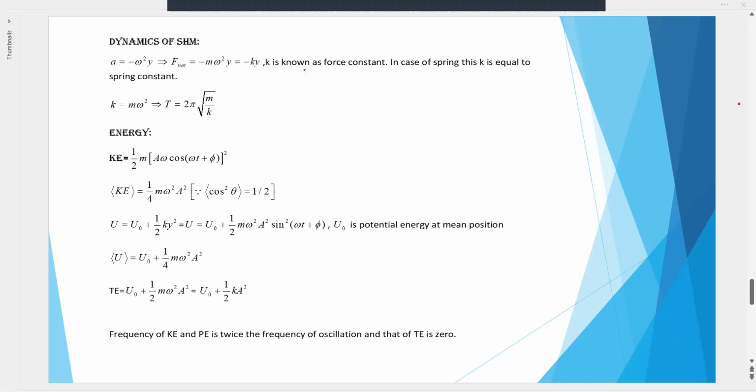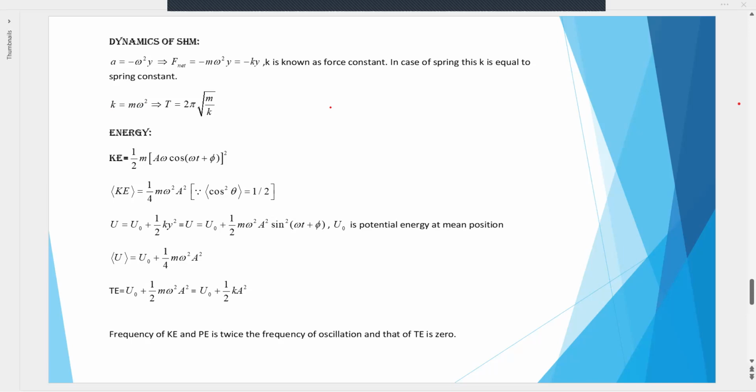And if you are taking a spring block system, in case of a spring, this k is equal to the spring constant. So k is a general one, which we are calling a force constant. In case of a spring, this k is equal to the spring constant. So from here, k equals m omega square. And from this, we can write the omega value, that is root of k by m.